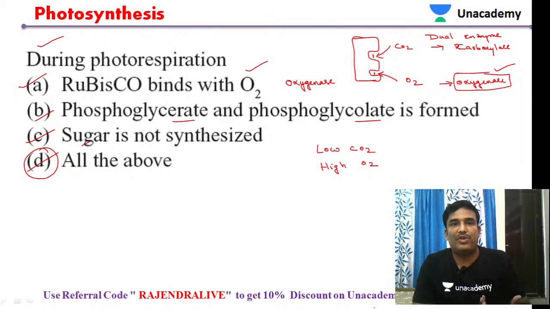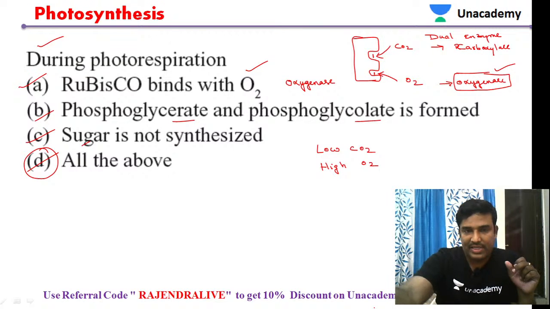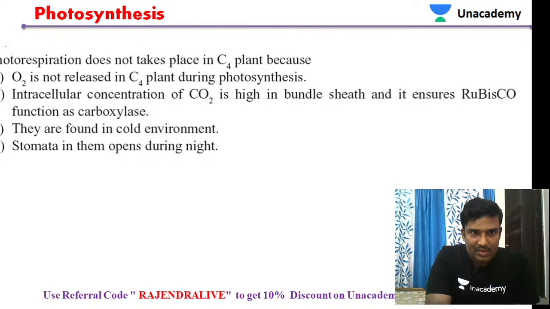So during the process of photorespiration, the oxygenase enzyme will be active, which promotes the binding of oxygen to the Rubisco, and that leads to formation of the products phosphoglycerate and phosphoglycolate. Because sugars are not synthesized, this is considered a wasteful process. So let us move to the next question.